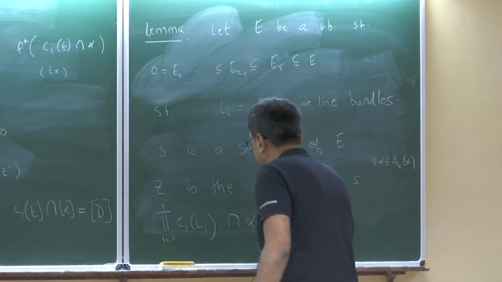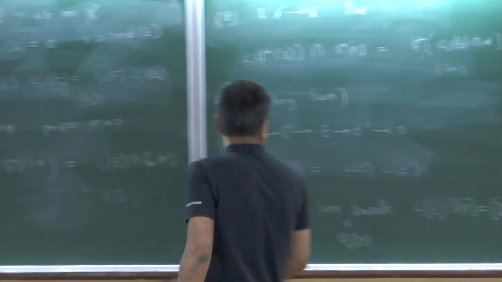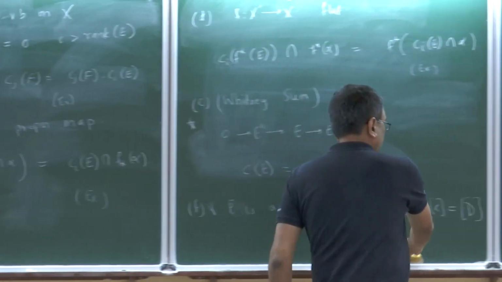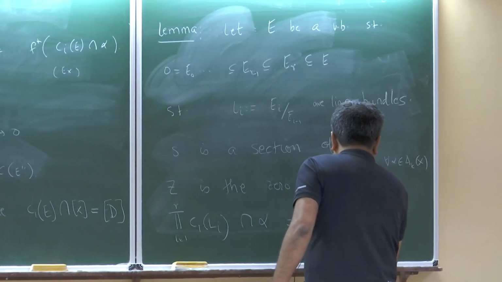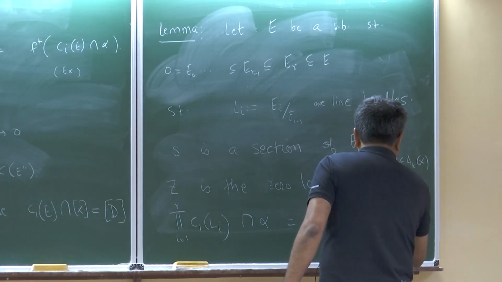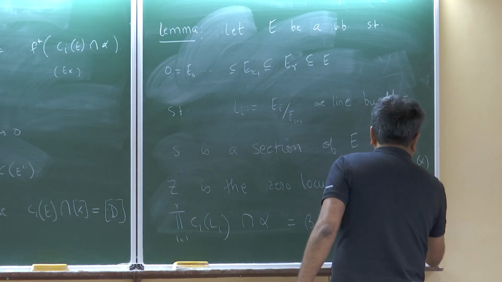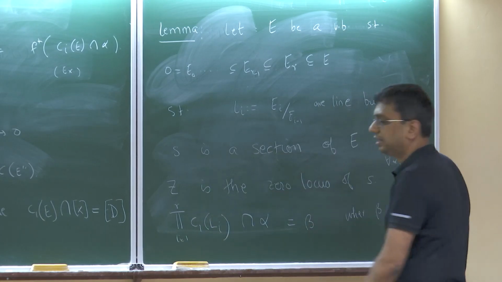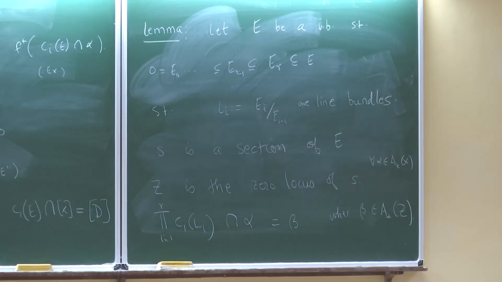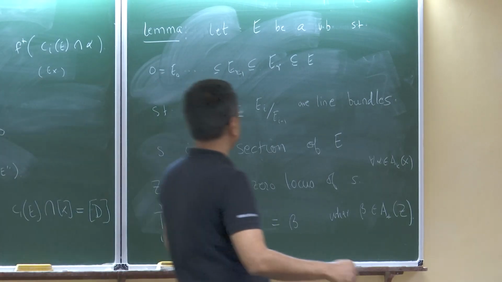Okay, so let us spend some time understanding this. Unfortunately, I have run out of space, or let me write. So where beta is in A star of Z. Right now it may not be clear why such a thing is useful, but we'll see that in a minute. Let's understand the statement.